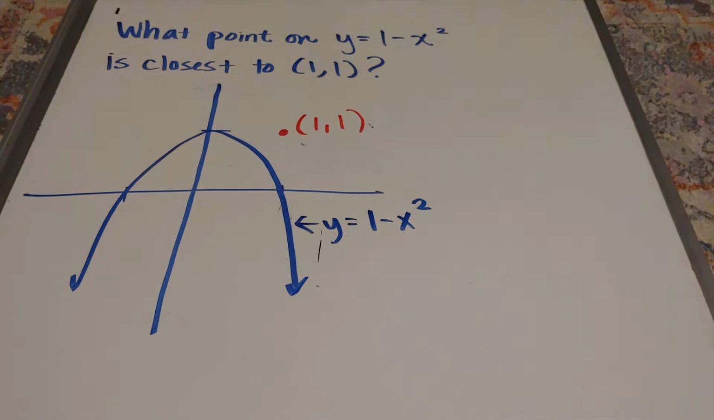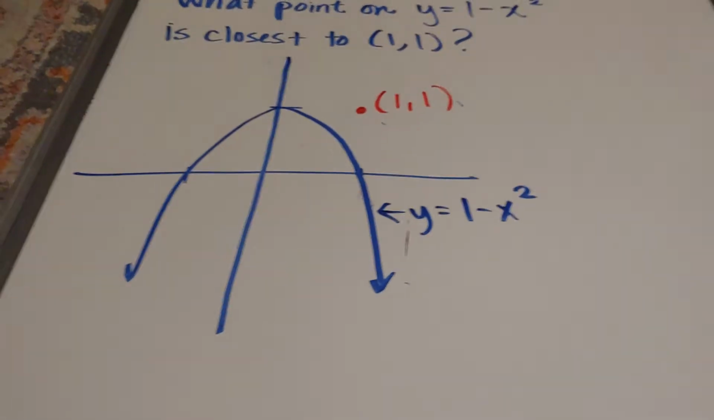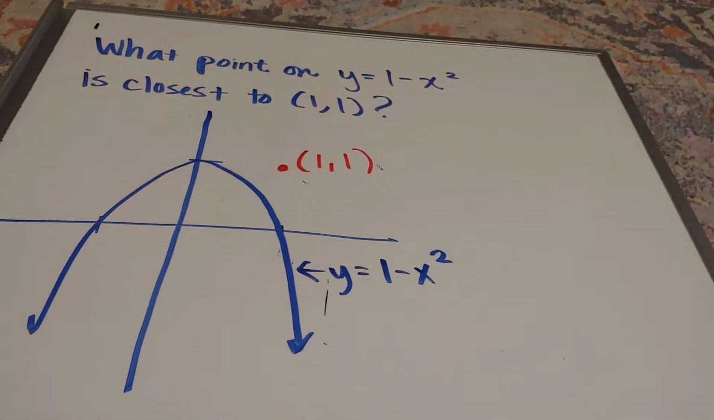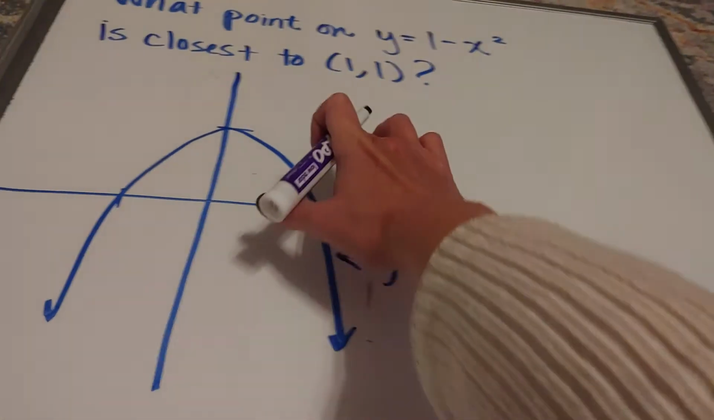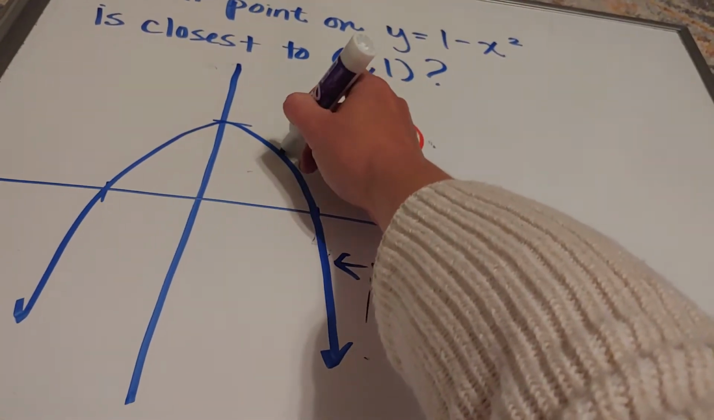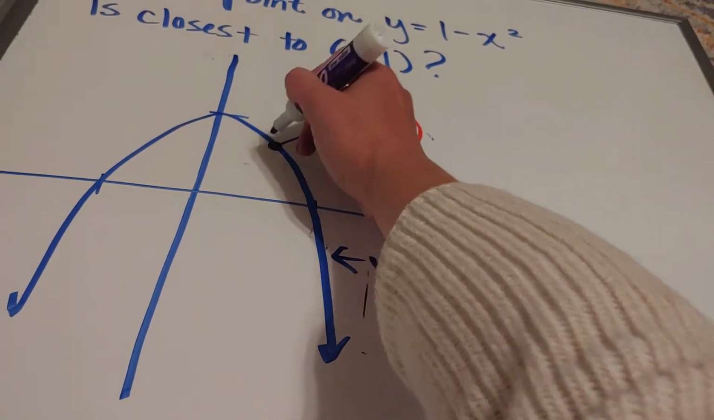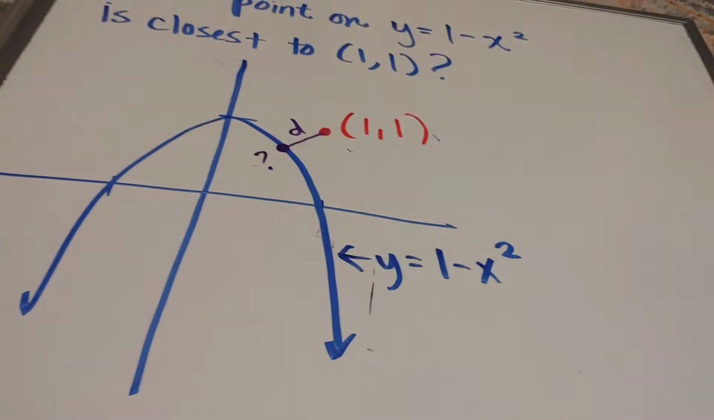My solution was correct in my homework. I just drew the wrong picture because I was tired when I was doing it. Okay, so here it is. Here's my parabola. It's opening down. Here's the point. And basically what we want to know is, what point here is closest.